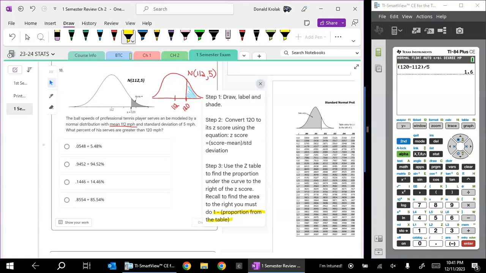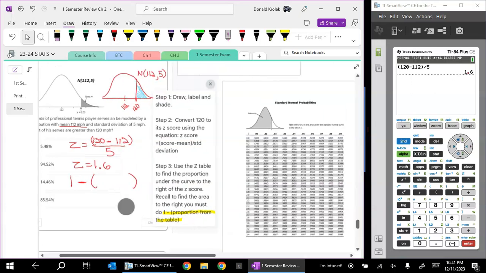All right, so our first step is we drew and we labeled, shaded. Okay, next convert 120 to a z-score. So z is the score, 120, in this case, the speed, minus the mean, which is 112, divided by the standard deviation 5, and I already did that over here, and I got a z-score of 1.6. Now I'm going to go over to my table and I'm going to get the proportion, but then I've got to remember I'm going to subtract that from 1 to get the area to the right.